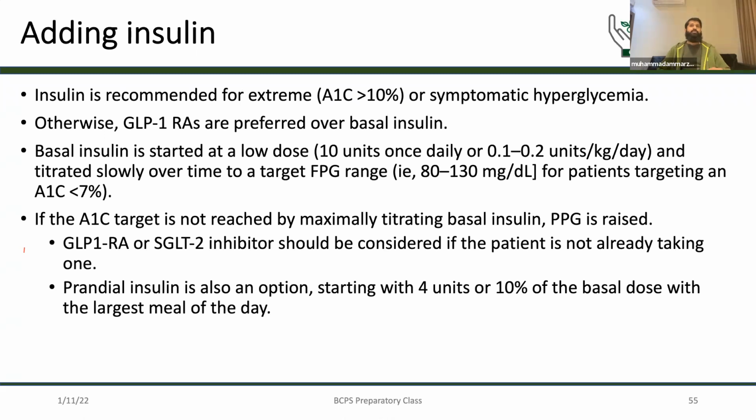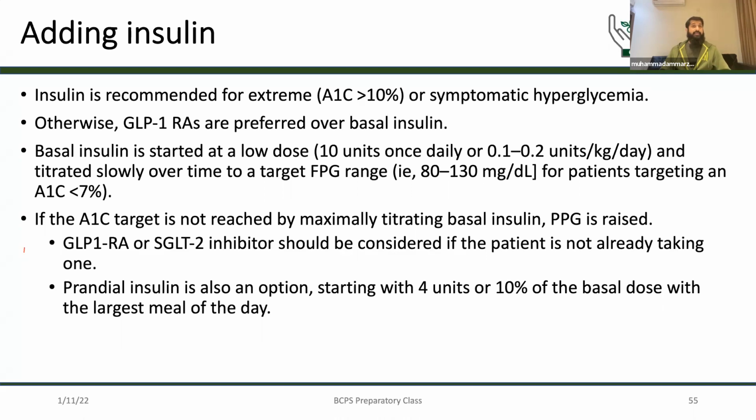Adding insulin. If the A1C levels of the patient are more than 10% or the patient is symptomatic, then you have to add insulin. Otherwise, GLP-1 receptor agonists are preferred over basal insulin. Basal insulin is started at a low dose, for example, 10 units once daily, or 0.1 to 0.2 units per kg per day, and titrated slowly over time to a target fasting plasma glucose range of 80 to 130 mg per deciliter.